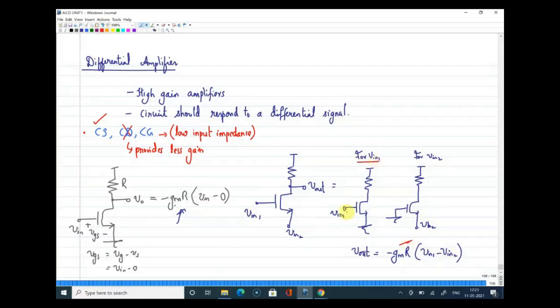For V in 1, the input is actually seeing an infinite impedance, that is perfectly fine. But for V in 2, the input is not seeing a high impedance, it is seeing a very low impedance. The input signal at the source is actually seeing a low impedance. Now my question is, do you agree to that? If I'm connecting two different voltages, one at gate and one at source, the gate will see a high input impedance, but at the source it will see a very low impedance. Do you agree to that? Do you understand what I said now?